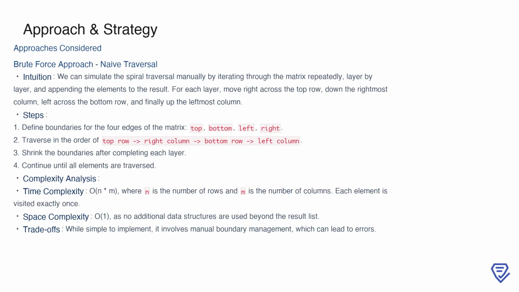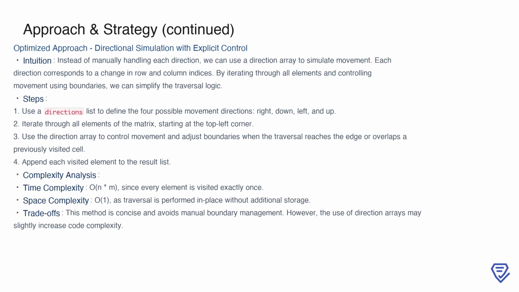Another approach we can use is an optimized method that employs a directional simulation with explicit control. This method simplifies the traversal process by using a direction array to manage movement. Each direction, right, down, left, and up, is represented as a change in row and column indices. Starting at the top left corner of the matrix, we iterate through all the elements, using the direction array to guide movement. Boundaries are dynamically adjusted as we encounter edges or revisit cells to ensure that no element is processed more than once.